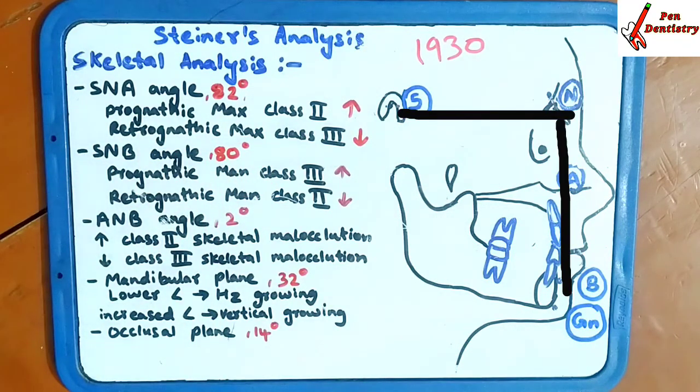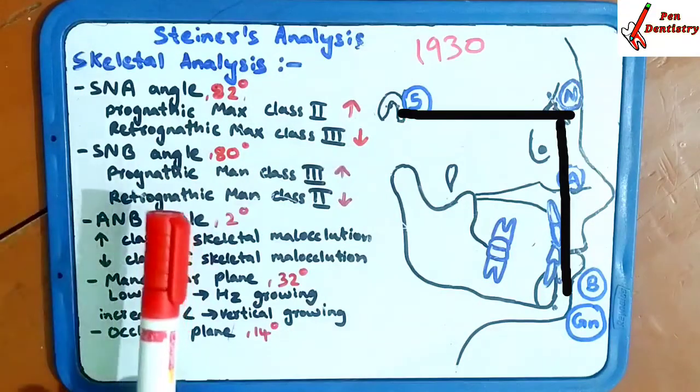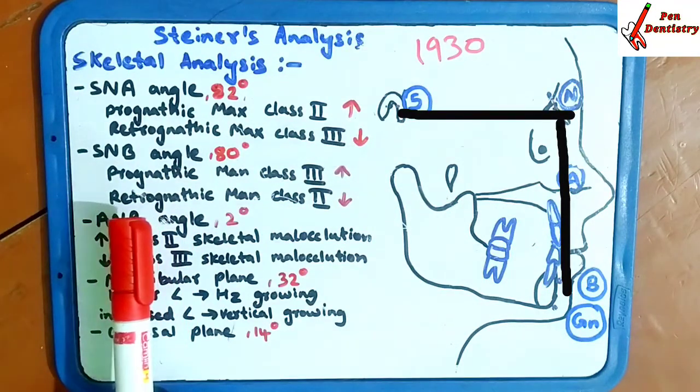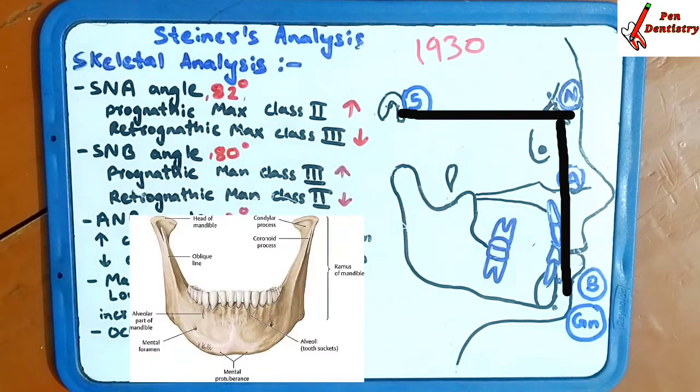The second one is the SNB angle. The mean value is 80 degrees. S is sella, from sella to nasion, SN, and B represents the supramental point. This B is the supramental point, the deepest point in the middle of the alveolar crest and the mental process. The B point is located there.